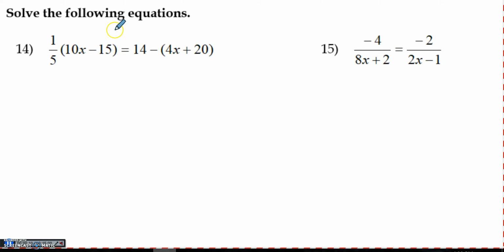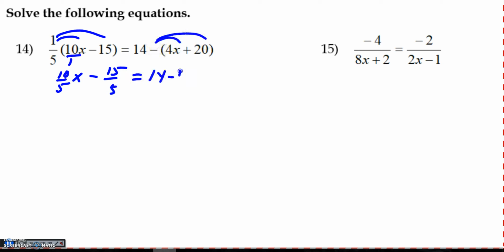This one's just solving an equation, so let's see what we get. If I want to get x alone and figure out what x is, I'm going to distribute in this 1/5. And remember that multiplying by 1/5 is the same as dividing by 5. So 1/5 times 10 over 1 is technically 10 over 5x minus 15 over 5 equals 14.